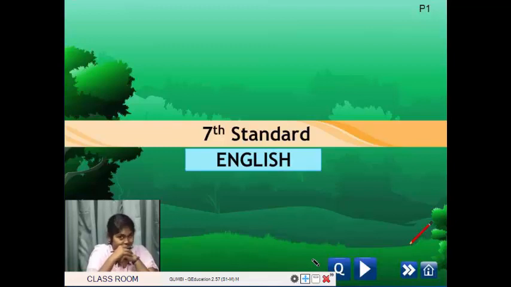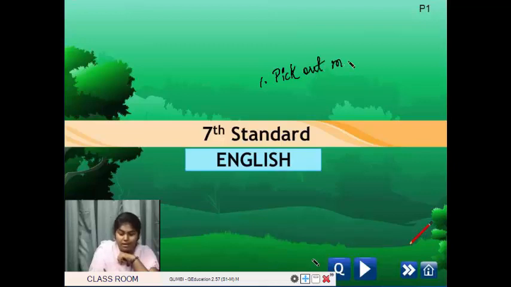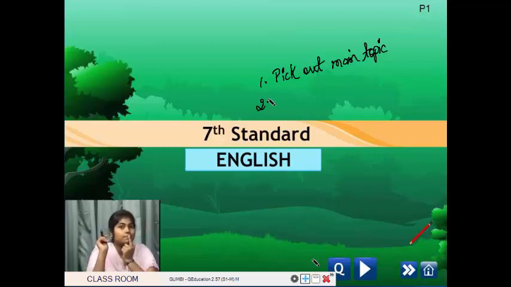First, we have to pick out the correct main topic. What is that paragraph about? That idea you have to pick out, the main idea. So, the first step is to pick out the main topic. Next, what do you do? Ma'am, we should remove the repeated words. Yes, you must remove repeated words.